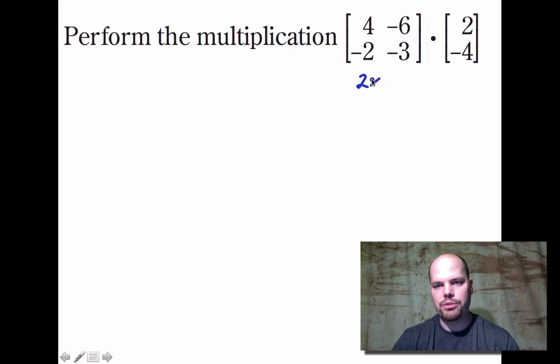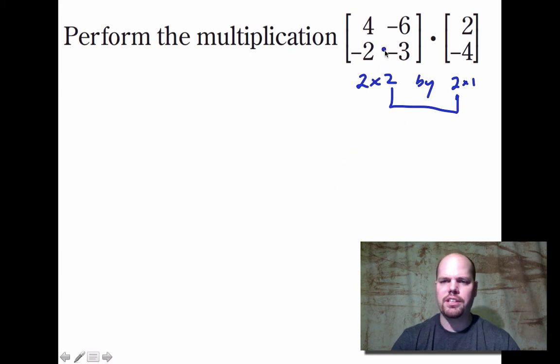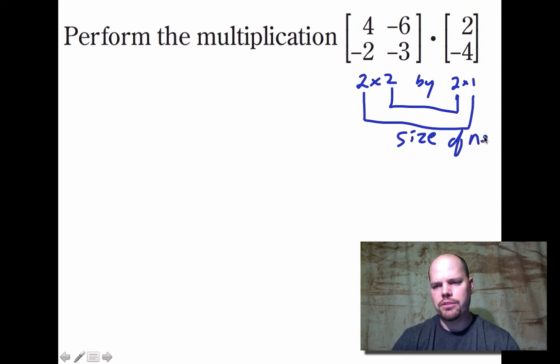This has 2 rows, 2 columns, and then we're going to multiply that by a 2 row 1 column. Now what's going to happen is the rows by column: the columns in this one have to match up with the number of rows in this. If these two numbers don't match up, you are not able to multiply these. The outer two, the rows in the first and the columns in the second, are going to be the size of the new matrix.